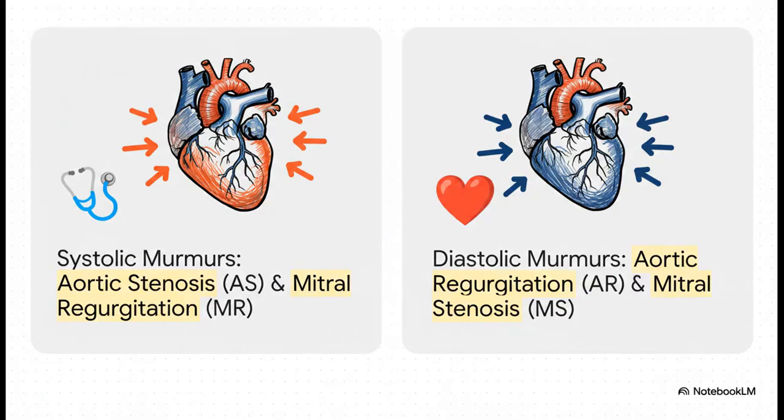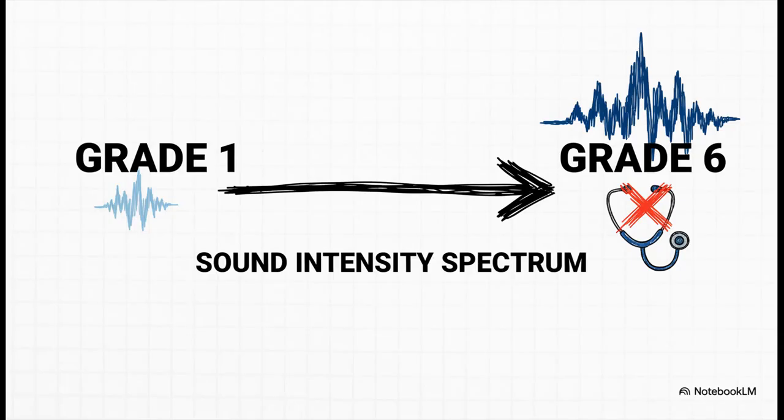Systolic is the push. It's when the heart is contracting. That's your aortic stenosis, the valve is tight, blood can't get out, and mitral regurgitation. The valve is leaky, blood's going backward, shouldn't. Diastolic, that's the fill phase, the heart's relaxing, and that's where you'll find aortic regurgitation and mitral stenosis. Got it? Good. Next, murmur grades.